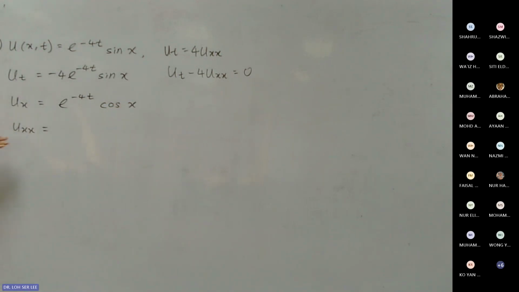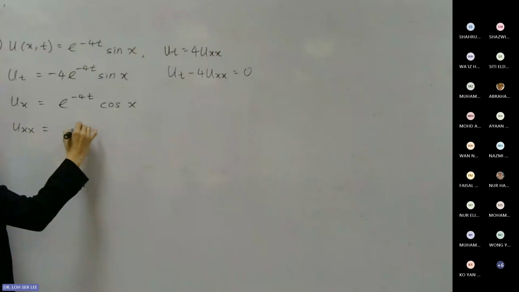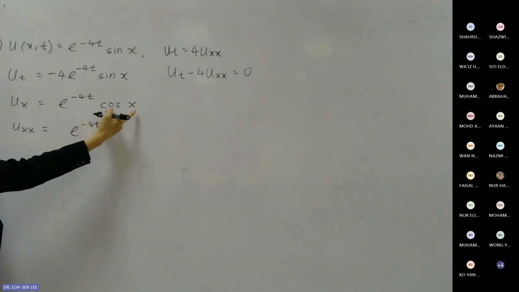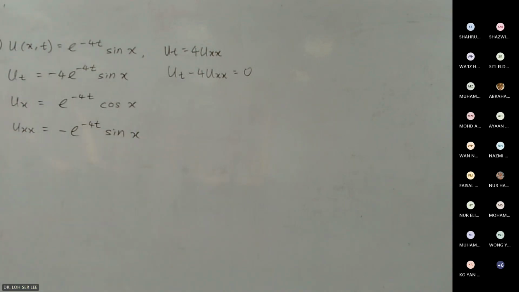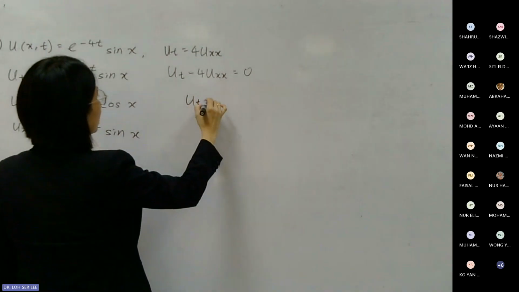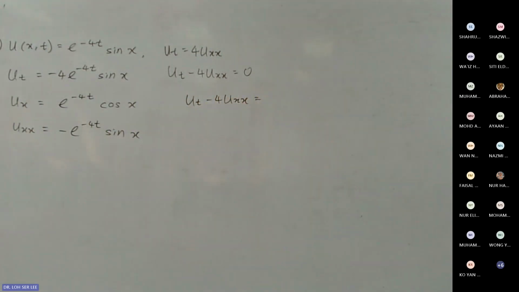Then differentiate ux with respect to x. This one is a constant. When you differentiate cos x, you get negative sine x. Then we will start from the left-hand side. ut minus 4 uxx. So we just substitute ut and uxx. If we find, then you should get 0, because you are asked to show that u is the solution of the PDE.